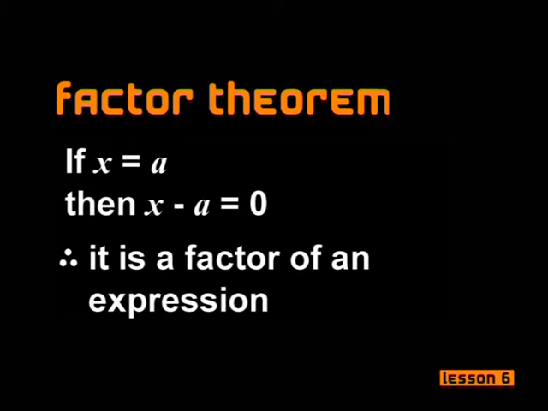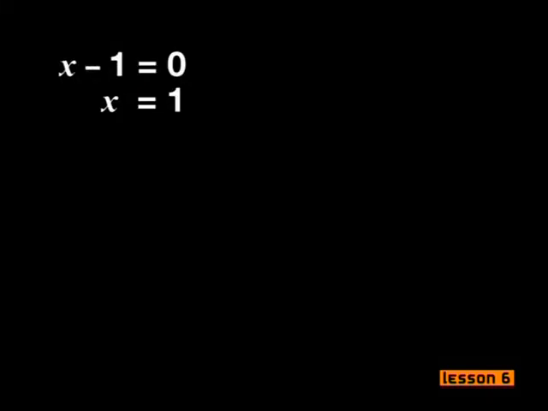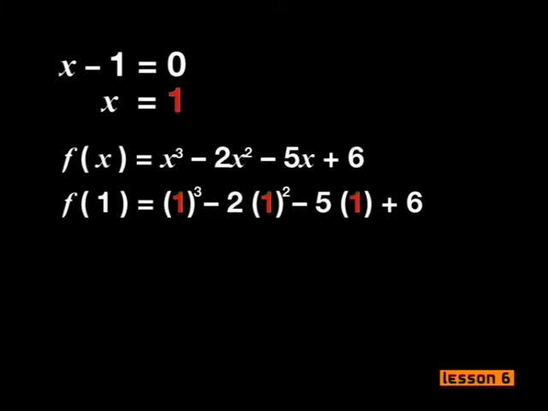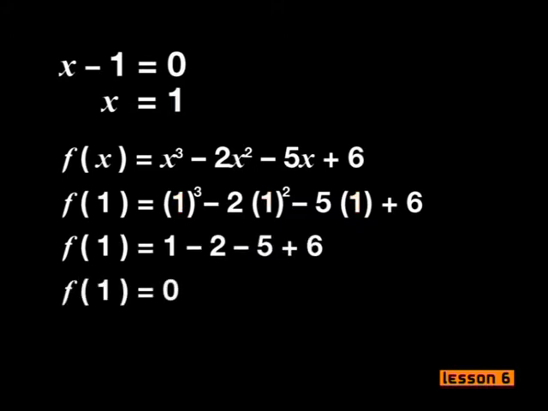The factor theorem says that if the x value equals a, then x minus a is the factor. If we apply that to our example, we can say that if x minus 1 is a factor, then x must equal 1. I can then substitute this into the expression wherever I see x and simplify. And I get that f of 1 is equal to 0, which tells us that x minus 1 is a factor of the polynomial, since it goes into the expression exactly without a remainder.